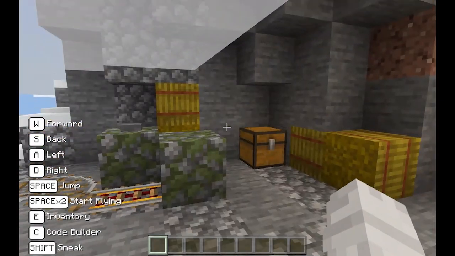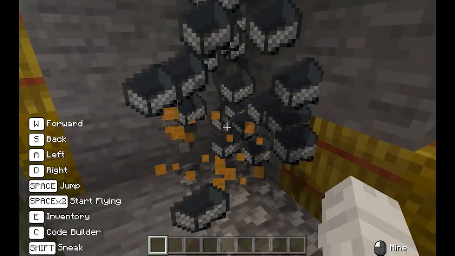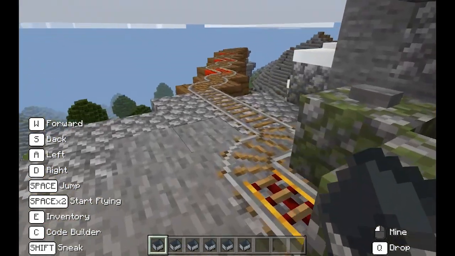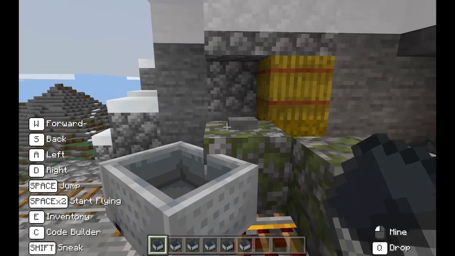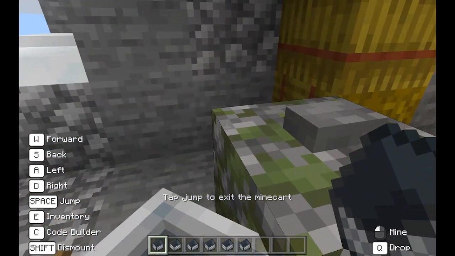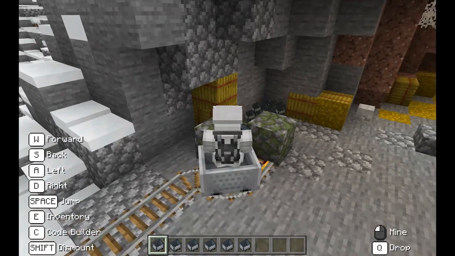Alright. Oh, let's go get a lot of minecarts. And put them here. And let's zoom out a little bit. And let's go.